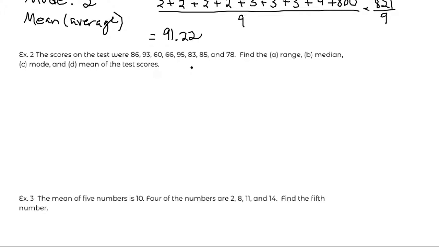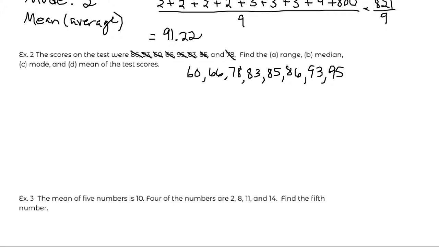Okay, here we go. Let's put them in order. So we have 60, 66 is next, 78, 83, 85, what's next? 86, 93, and 95. Okay, so put them in order.